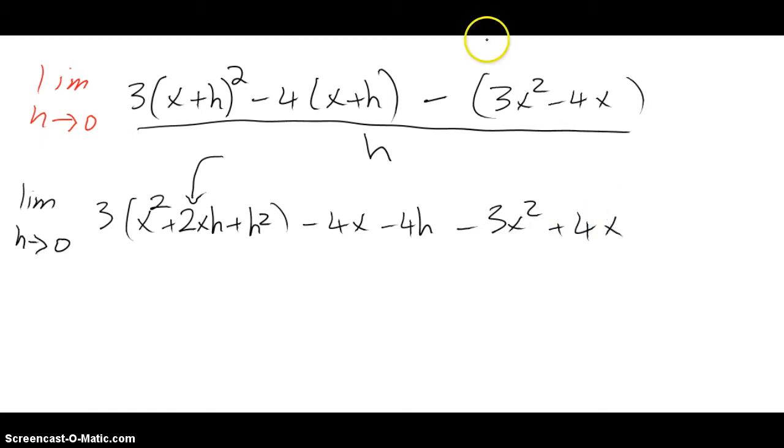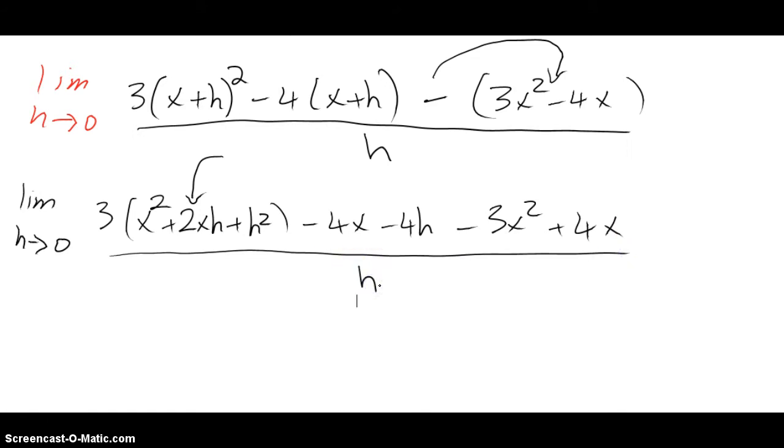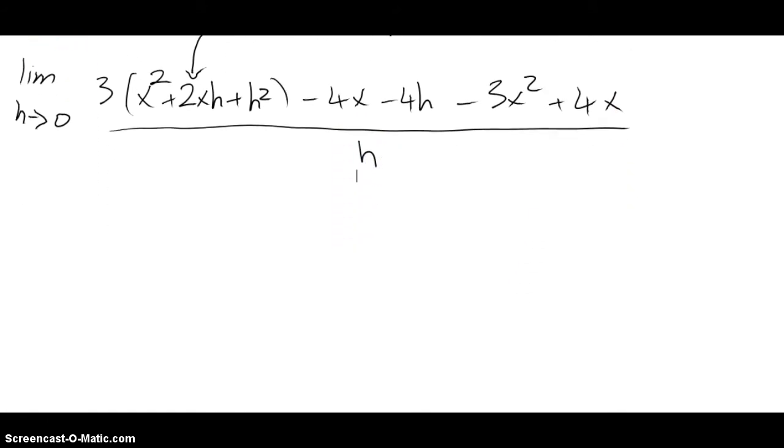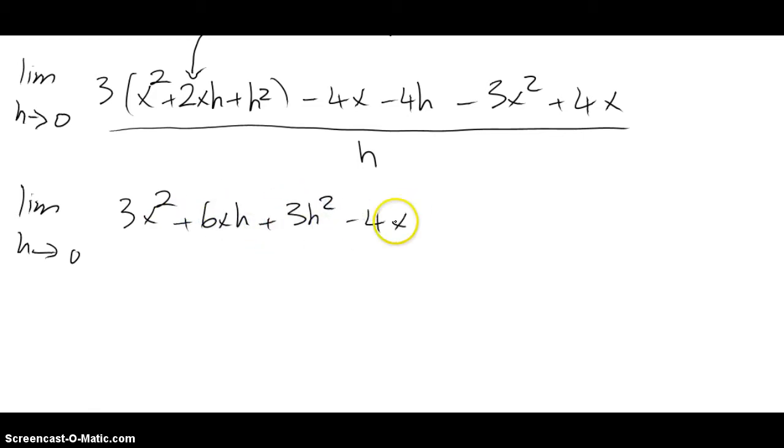Another common mistake is people forget to distribute that negative to that negative there. And all of this is over h. And one more line of ugliness and then it'll get very, very pretty. The limit as h goes to 0, so that's 3x squared, I'm just distributing the 3, plus 6xh plus 3h squared minus 4x minus 4h minus 3x squared, and then the 4x.